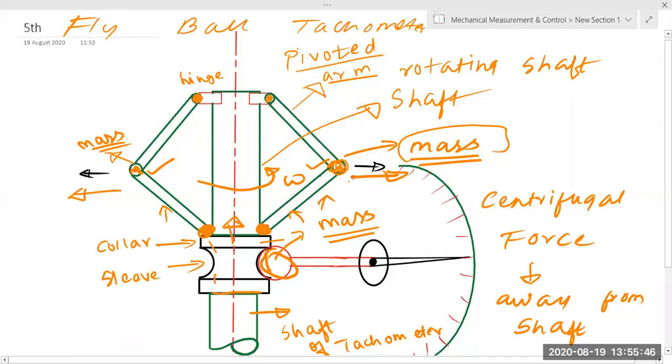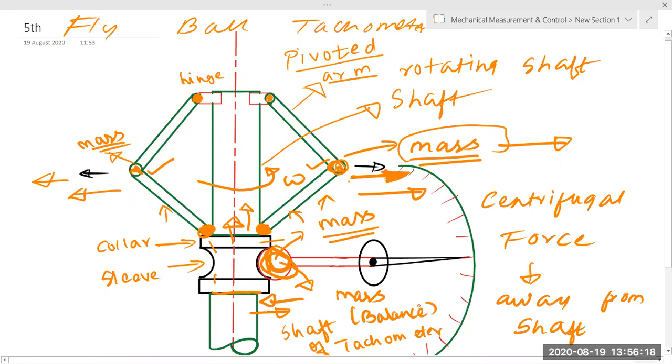So when this collar is trying to move upward, in this direction, the right-hand side, there is some mass attached on this side. What will this mass try to do? This mass will try to balance. This mass that is attached to the sleeve will try to balance the system, and this will not let the collar move until and unless it can balance.